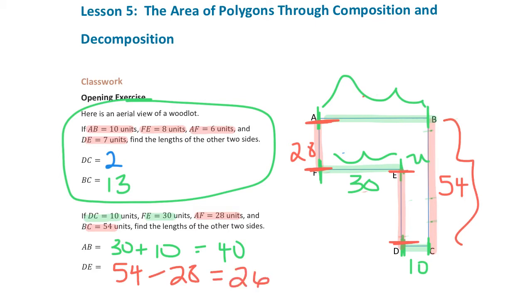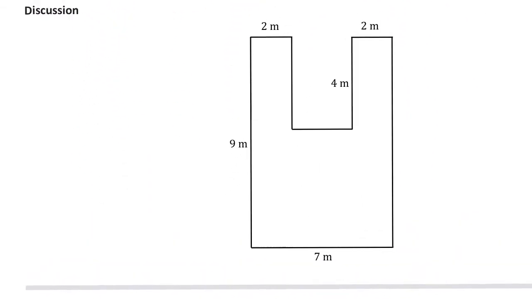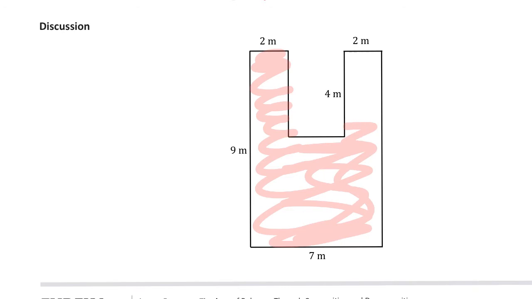Okay, so the first thing we were practicing was being able to find the measurements of missing sides. Alright, so now let me move this up so we can look at the bottom side of the page here. In this you can see a figure, and we're going to be asked to find the area of this U-shaped figure.